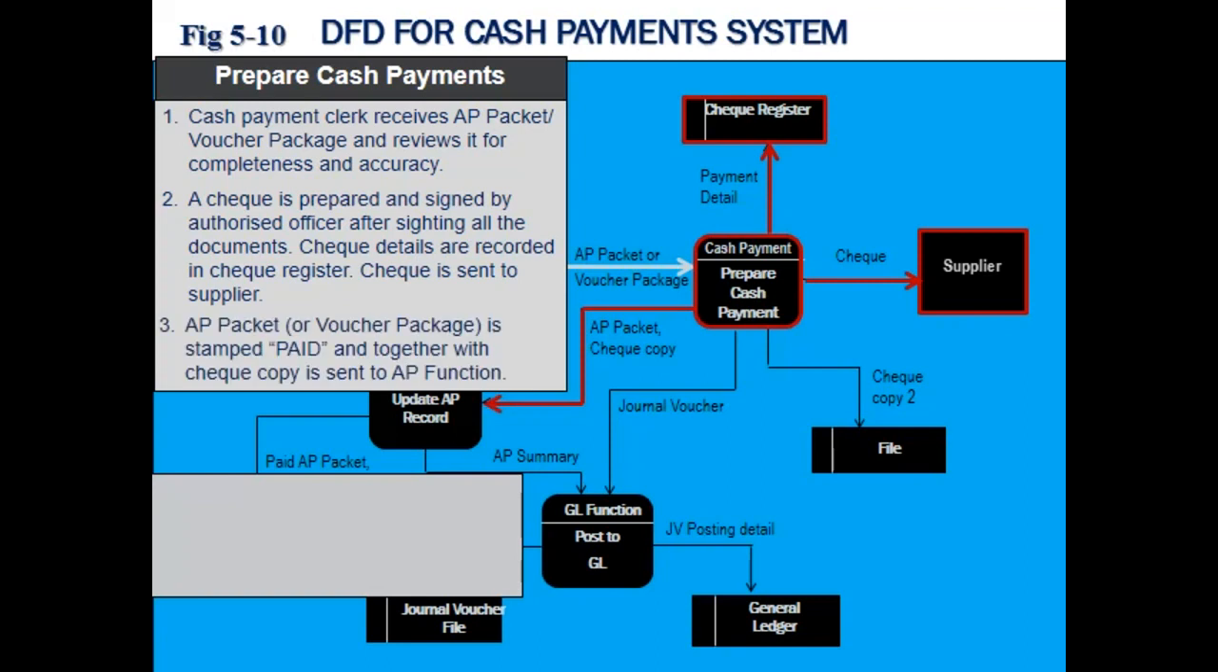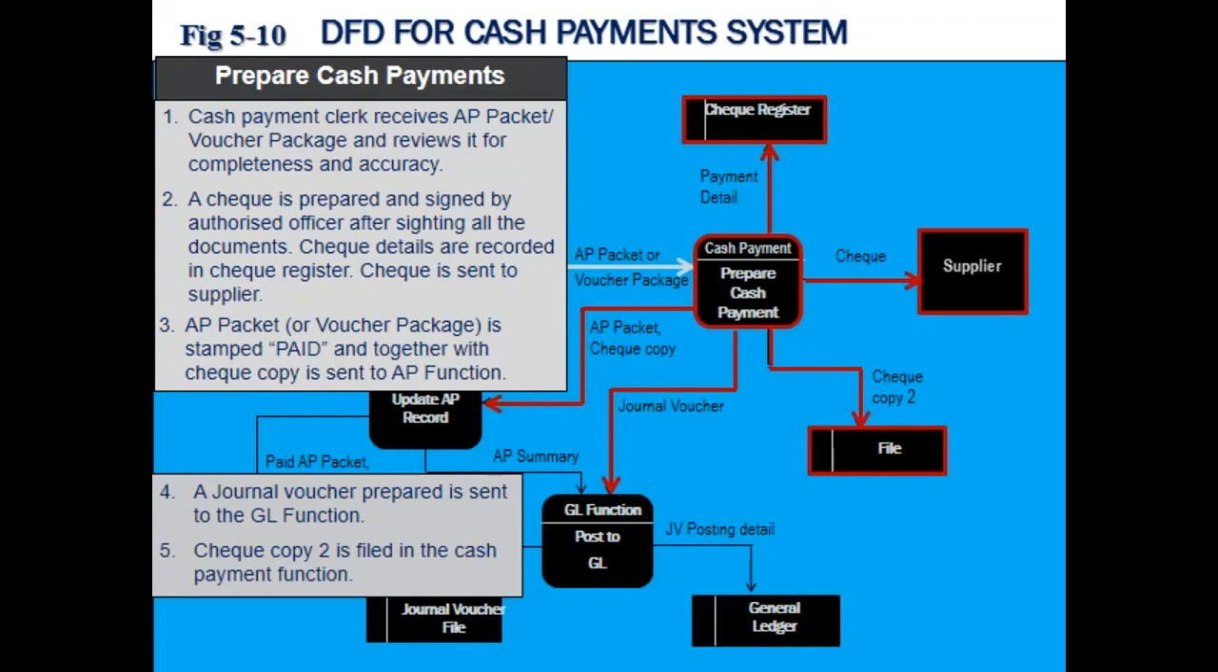The AP packet or voucher package is stamped paid, and together with the check copy is sent to the AP function for update to the AP subsidiary ledger. The purpose of stamping paid on the packet or package is to prevent the documents from being presented again for payment. A journal voucher is prepared by the AP clerk and is sent to the GL function. A copy of the check is then filed in the cash payment function.